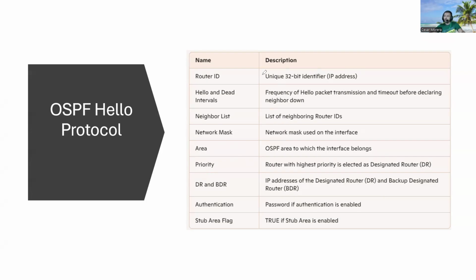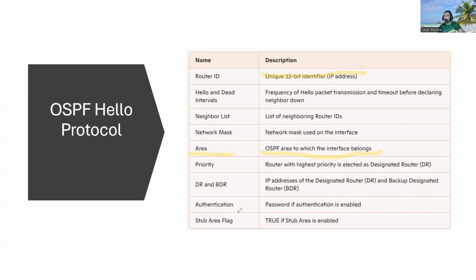So the router ID is a unique 32-bit identifier, an IP address. The hello and dead intervals are the frequency of hello packet transmission and the timeout before declaring a neighbor down. The neighbor list is the list of neighboring router IDs. The network mask is the network mask used on the interface. The area is the OSPF area to which the interface belongs. That's the one we're covering right now. What about priority?